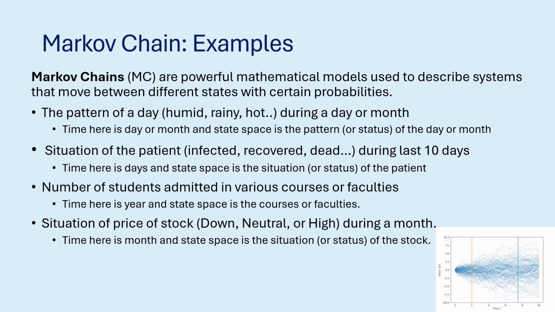Okay, let's understand Markov chains further with some examples. Markov chains are powerful mathematical models used to describe systems that move between different states with certain probabilities. For instance, the pattern of a day, which changes from humid to rainy or hot, and so on, during an entire day or entire month if you want. Other examples are the situation of a patient, number of students admitted in various courses or faculties, price of stocks, and so on.